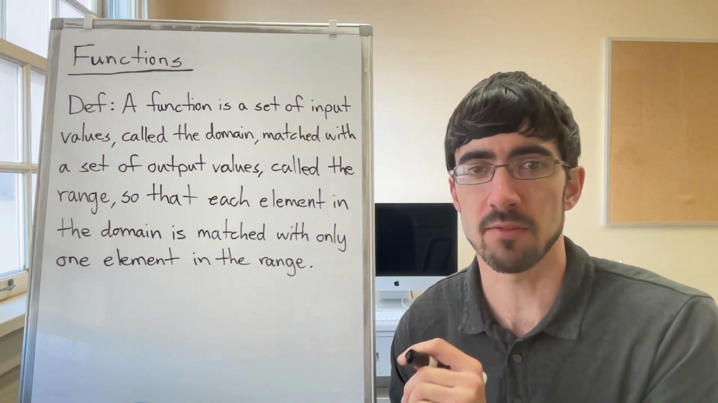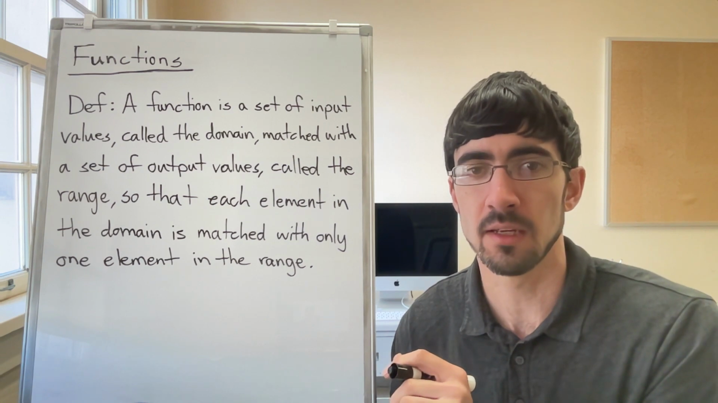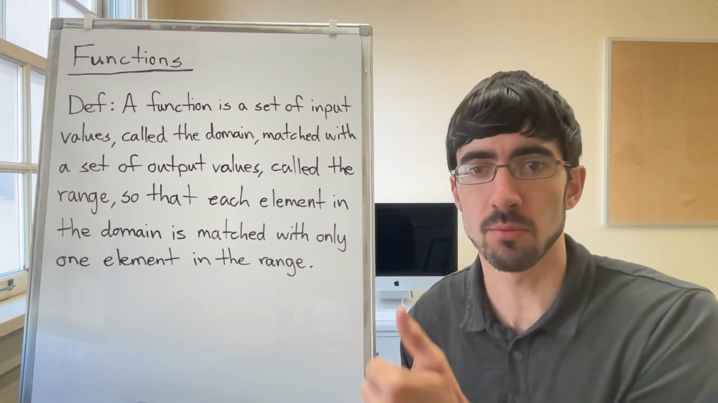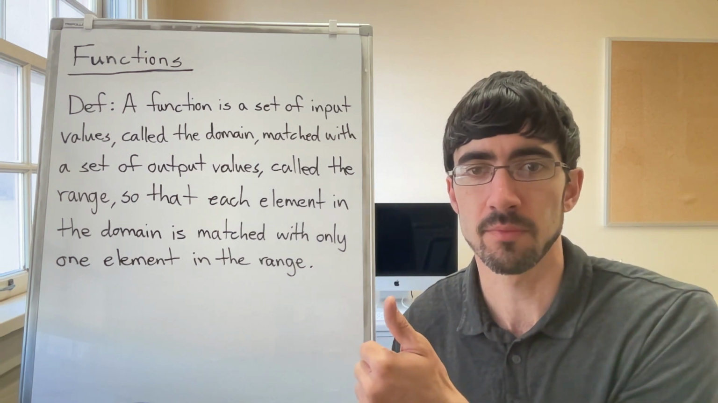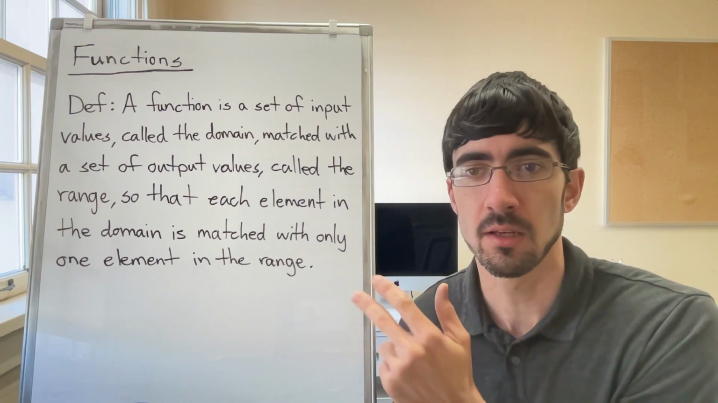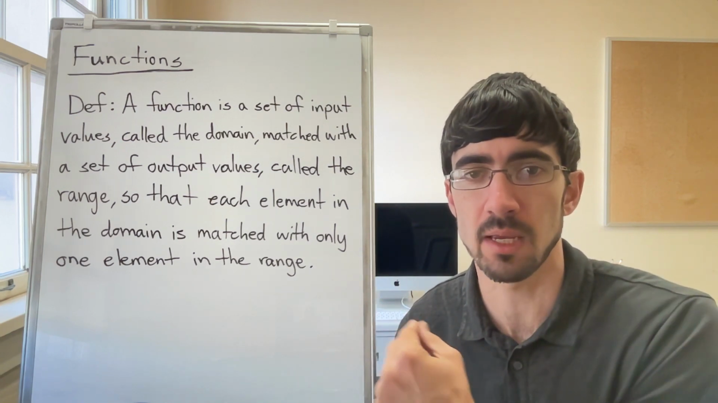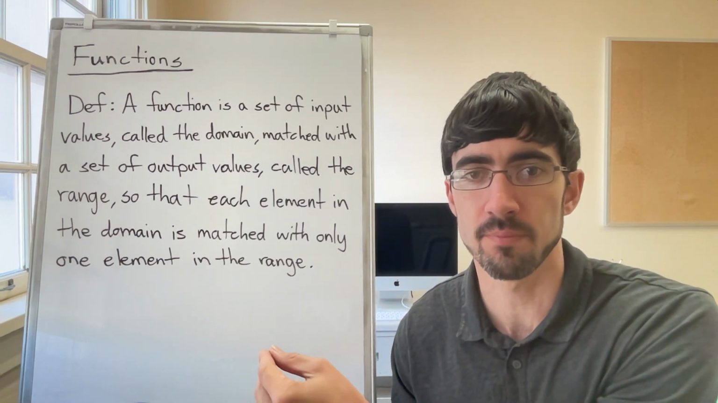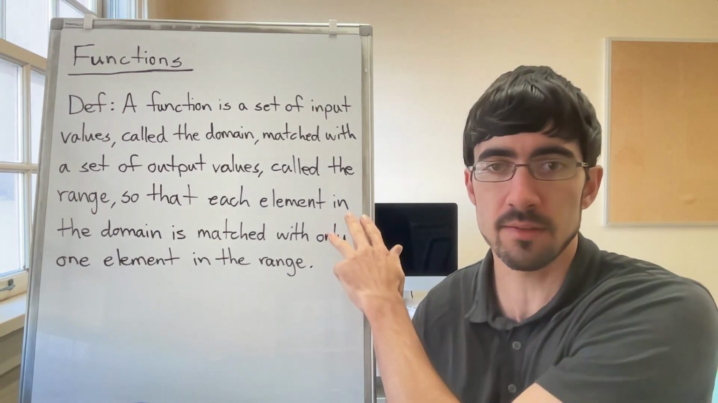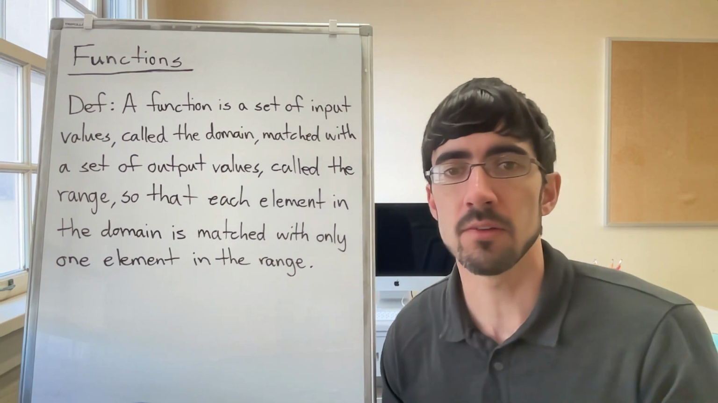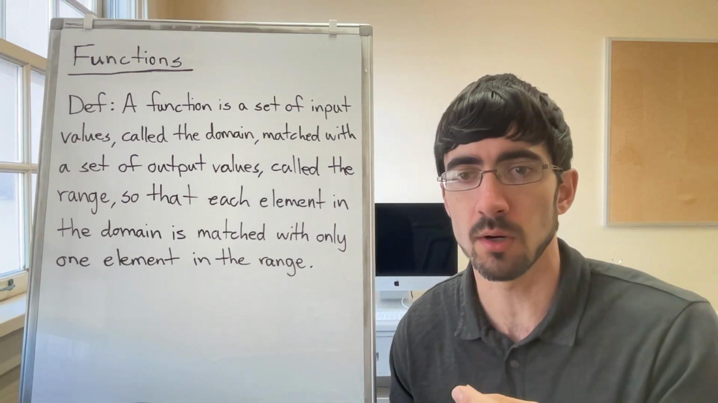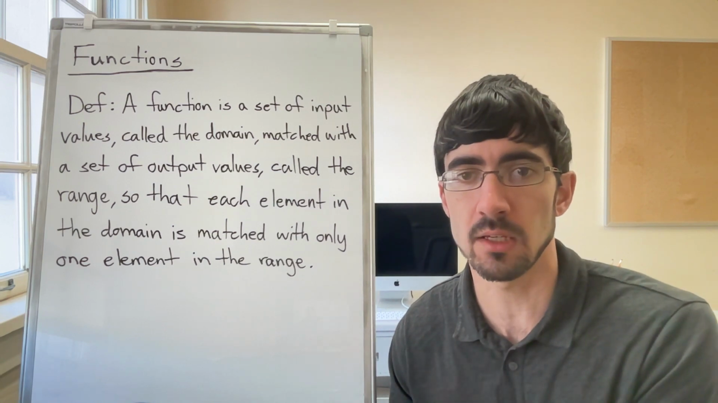A function is a set of input values called the domain, matched with a set of output values called the range. So 1, there's a domain. 2, there's a range, and 3, there's a matching, some sort of rule connecting domain values with range values. The fourth part is the most important part of the definition, and that's here in the last phrase, so that each element in the domain is matched with only one element in the range.